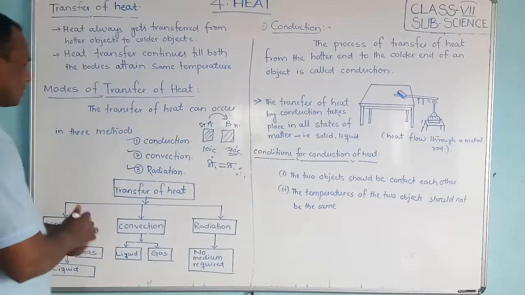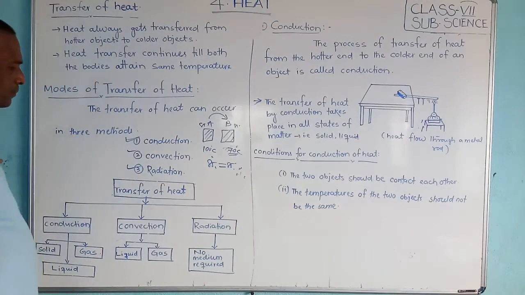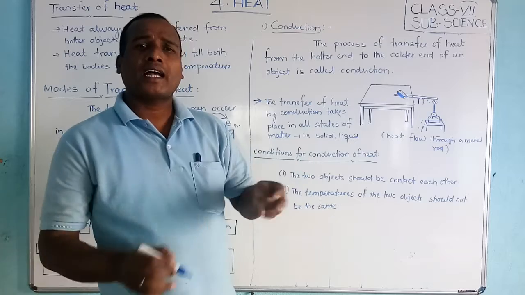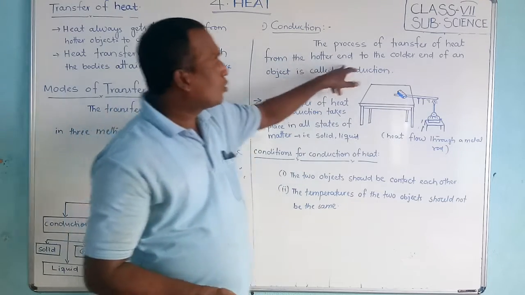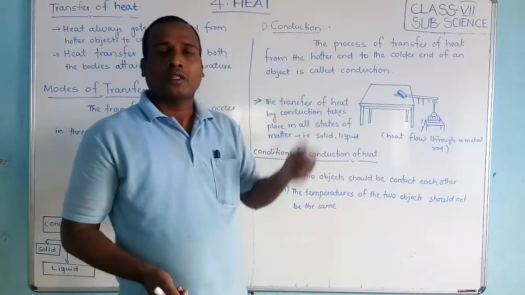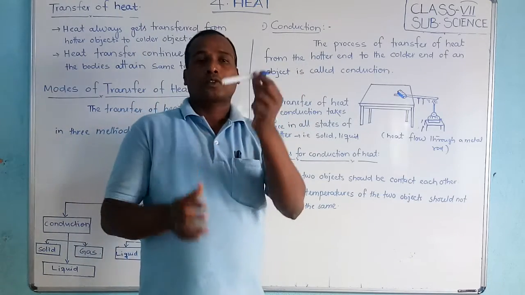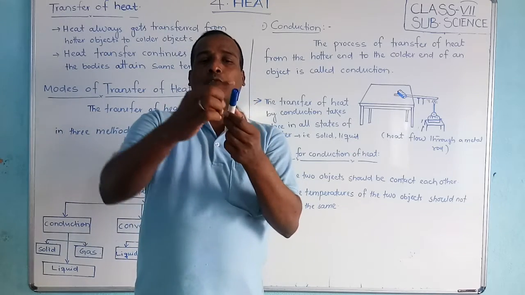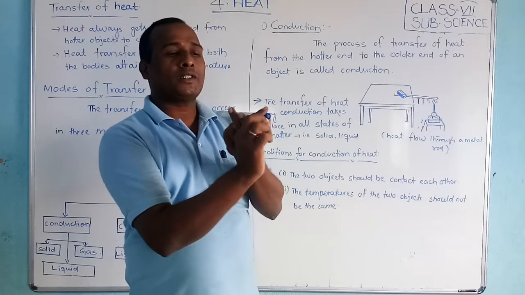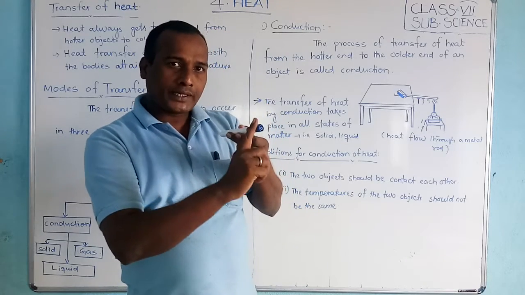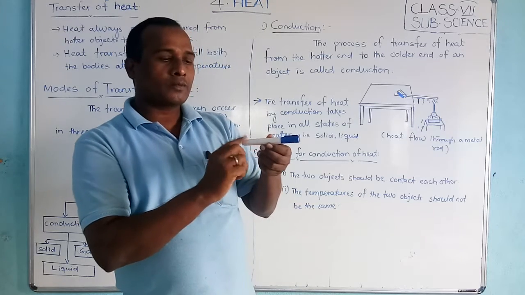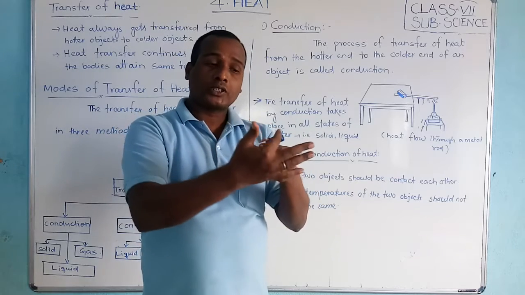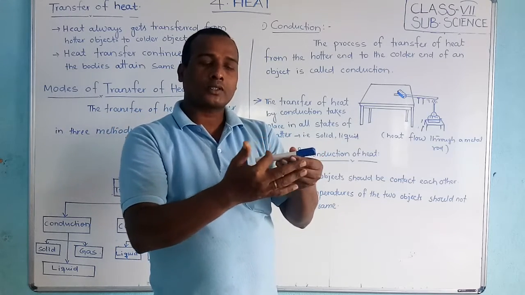Let us discuss first: what is conduction? Students, conduction is the process of heat transfer from the hotter end to the colder end of an object. Suppose this is one object. If we heat this side, the blue-colored cap side, then automatically the heat will flow to the colder end of the object. Whenever you keep this on fire, this end becomes hot, and the heat will transfer and move towards the colder end.